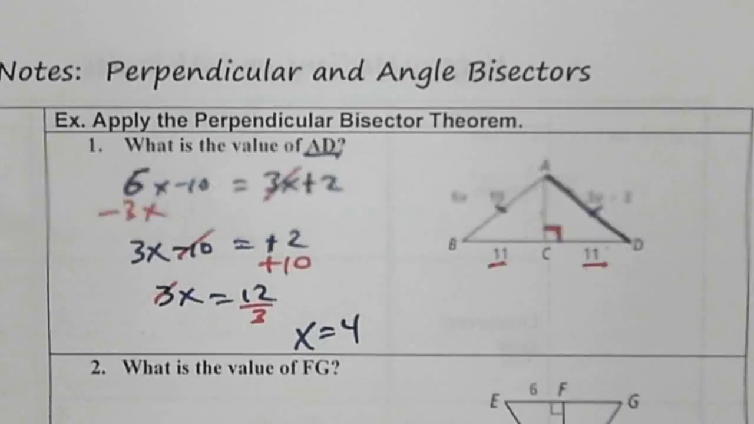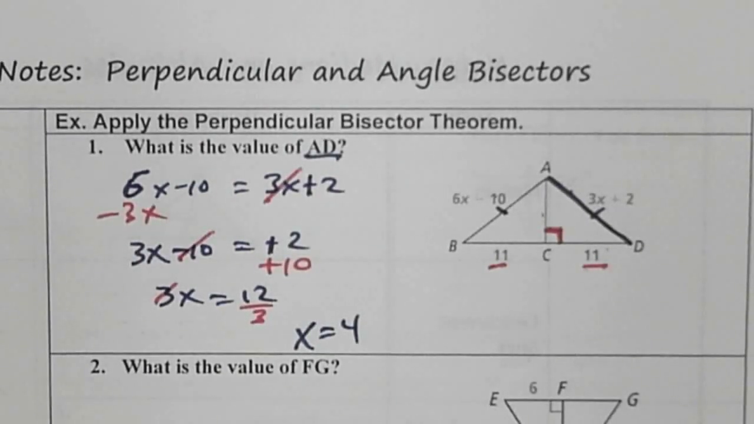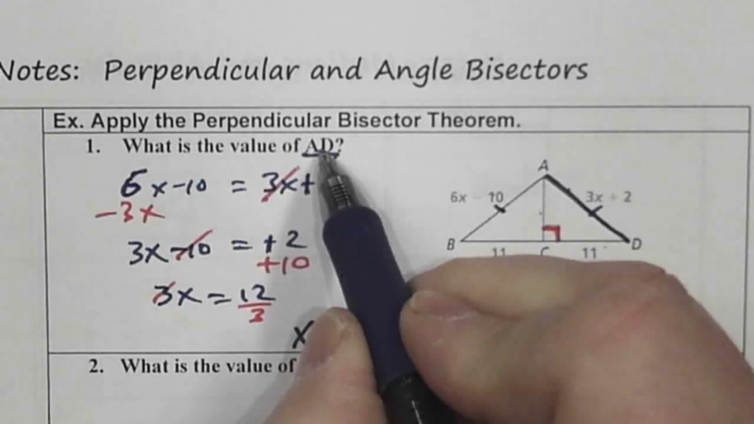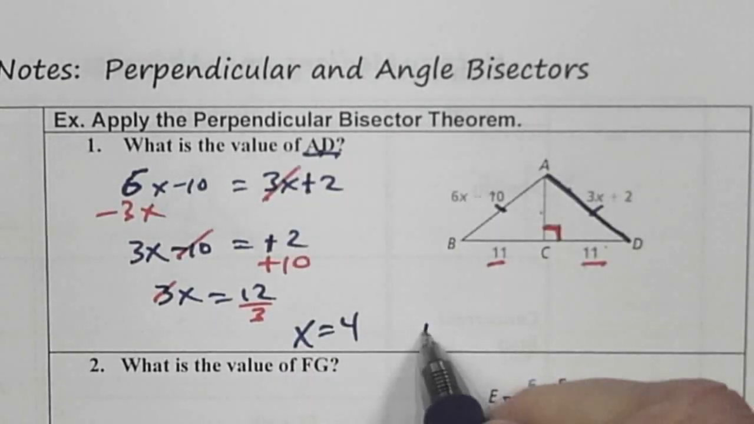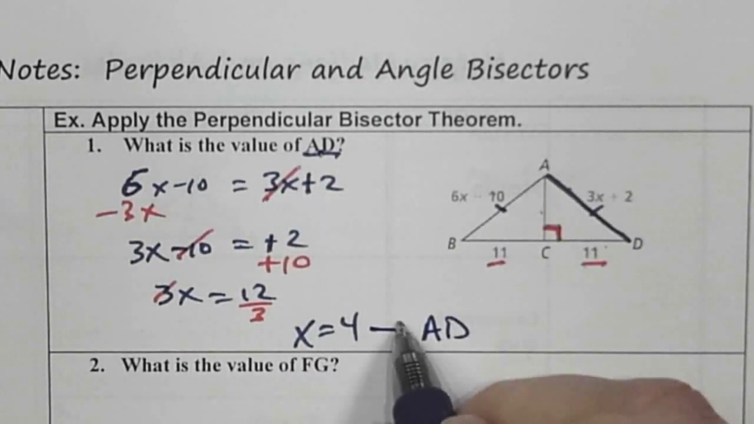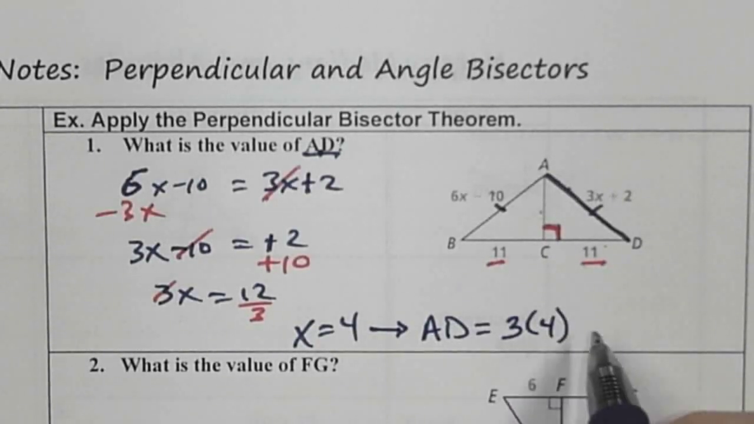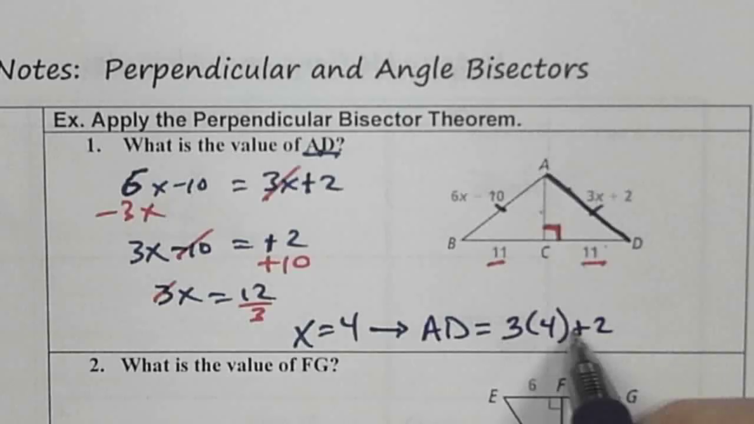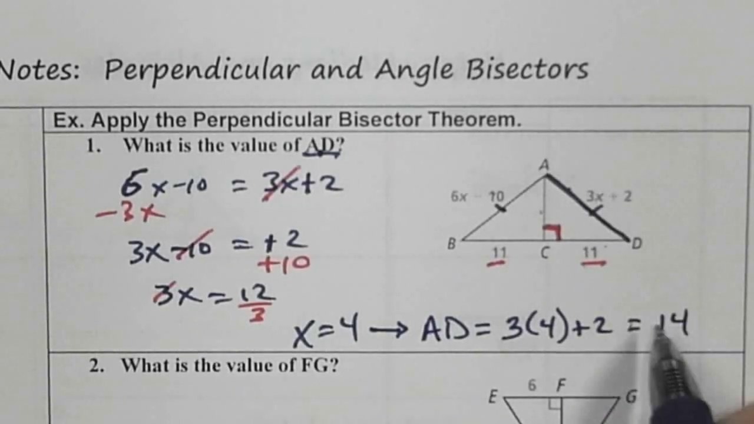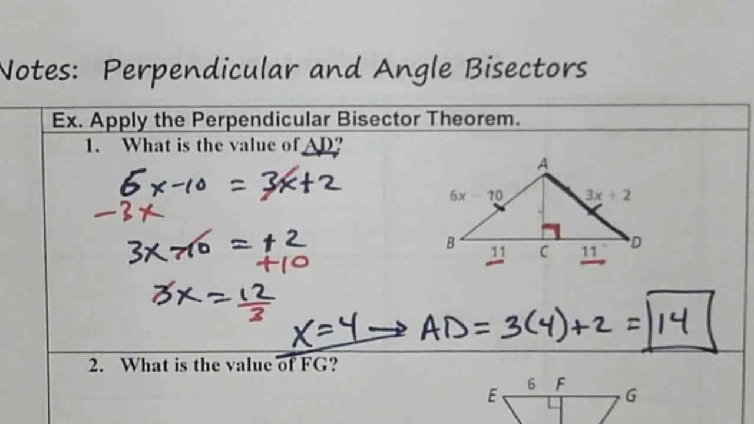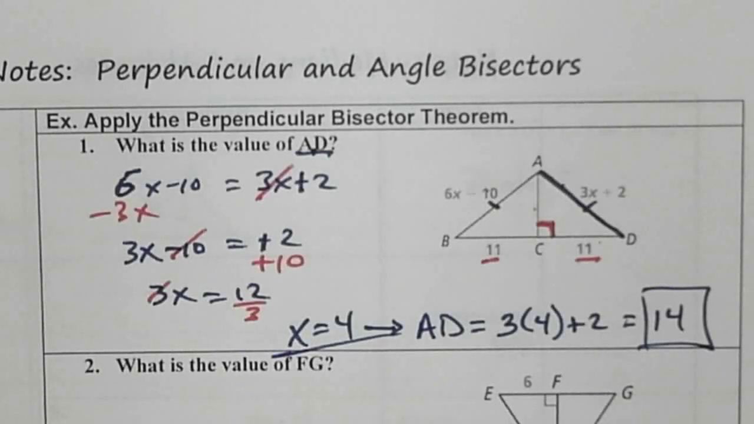And a lot of us want to stop there, and a lot of times that's where you need to stop. But the question said, what is the value of AD? And so we need to take a 4 and plug it into AD. 3 times 4 plus 2. 3 times 4 is 12. 12 plus 2 is 14. Okay, so this is important, but we wanted 14.